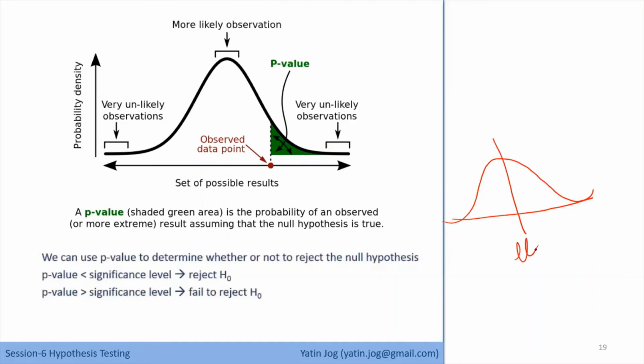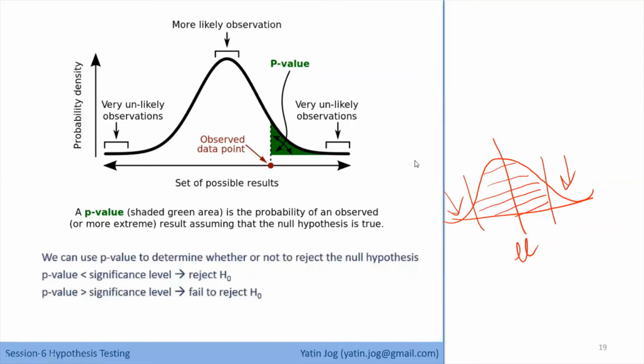mu, then we always say that I have some accept region. So this becomes my accept region, and there is some reject region. The remaining portion of the distribution is my reject region. Correct? Now what is p-value? P-value is the probability of an observed result, assuming that the null hypothesis is true.